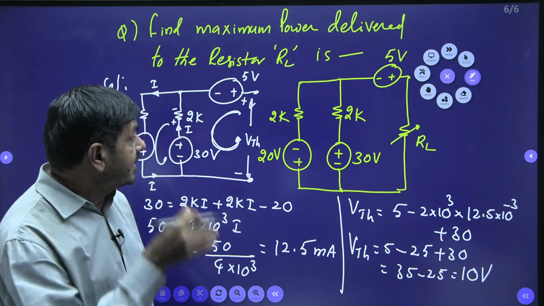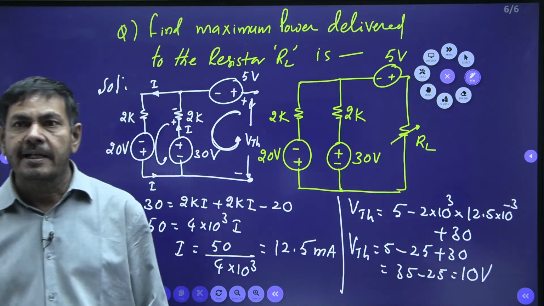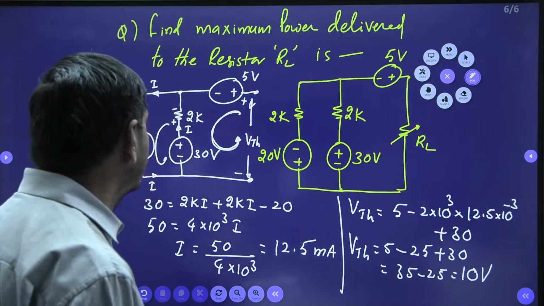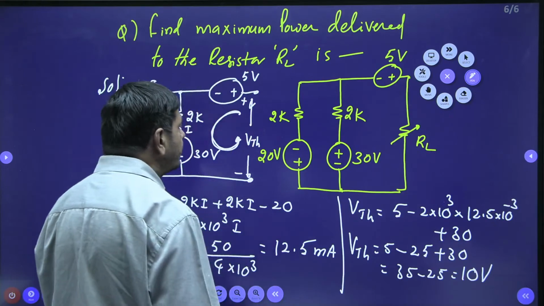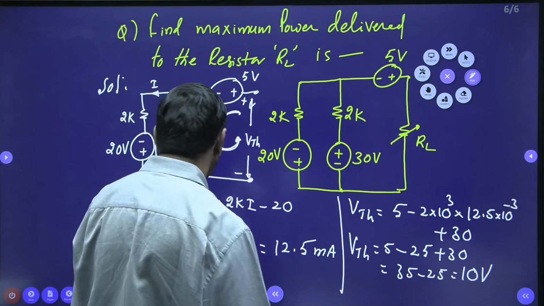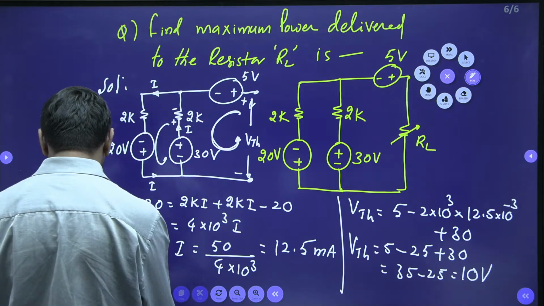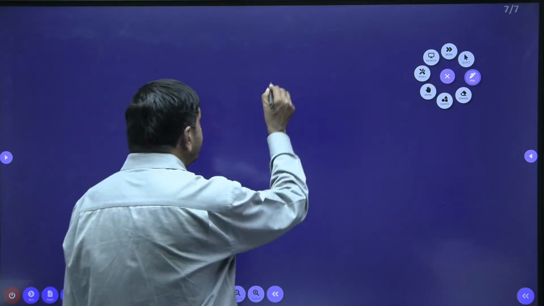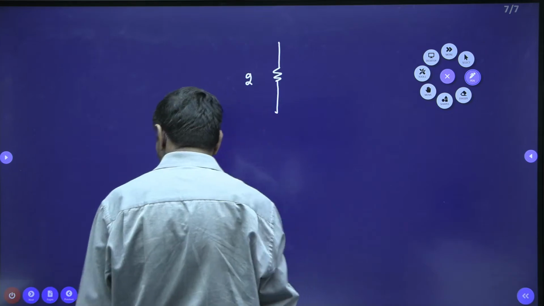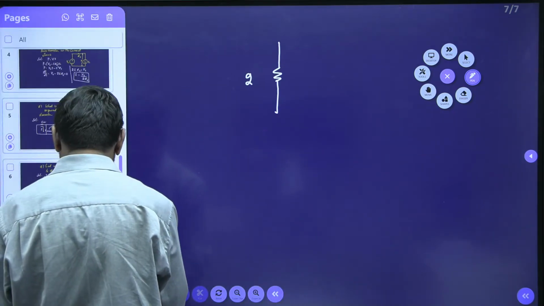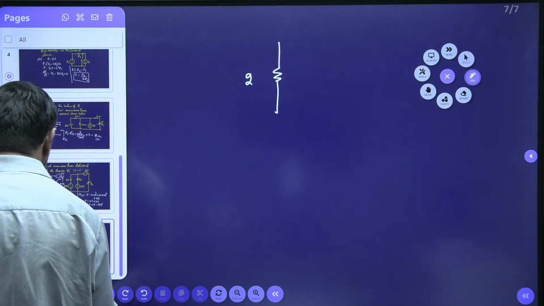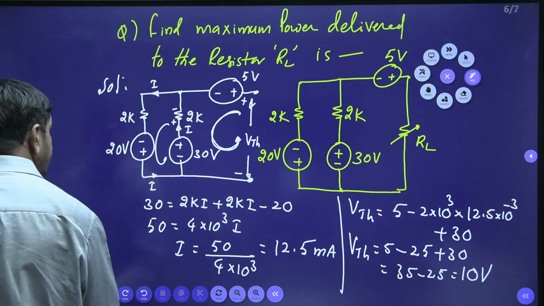Now I want to find what RTH is also. After getting the RTH, I can find the maximum power transfer to the load. So to find the RTH, wherever the voltage sources are given, they must be short circuited. I want to redraw this network. What way can you redraw? There is one 2 ohm resistor, 2 ohm or 2K, sorry, this is a 2K resistor connected here. 2K resistance is connected here.